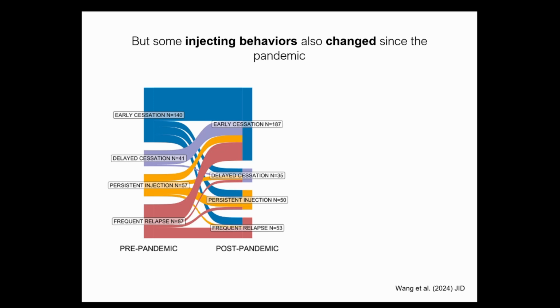So they're going to stop injecting within a short period of time. They're not necessarily going to become a persistent injector, or maybe there are periods of time that they stop, but they're consistently always restarting when they're stopping. What we actually saw is that a lot of these individuals moved into this post-pandemic early cessation group, who would normally have been a quite high risk group.